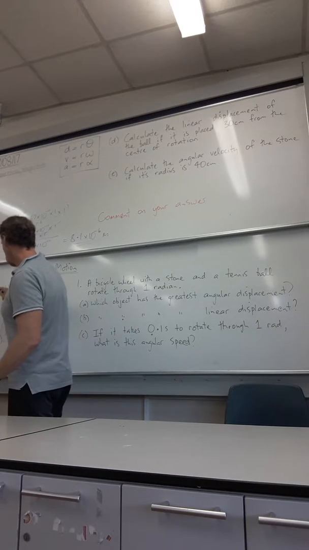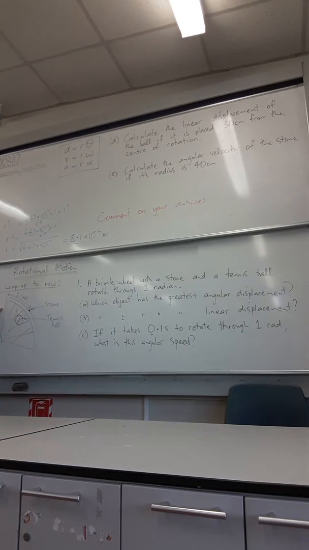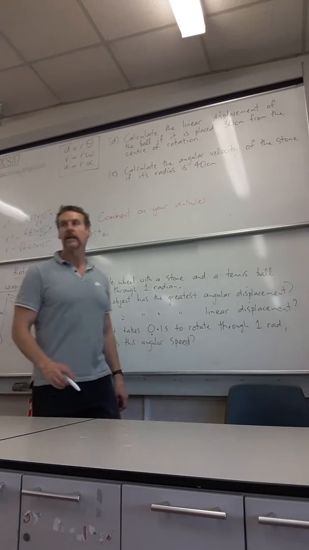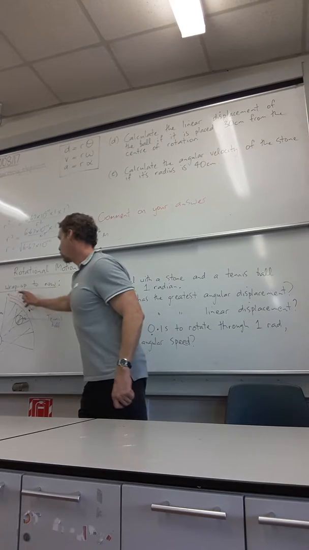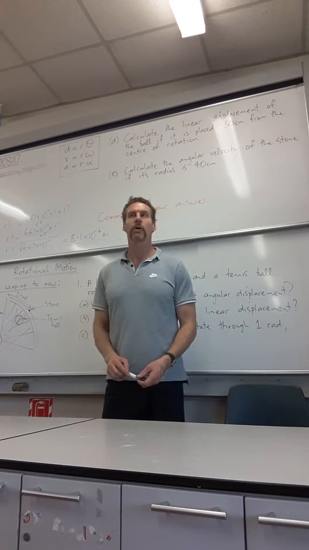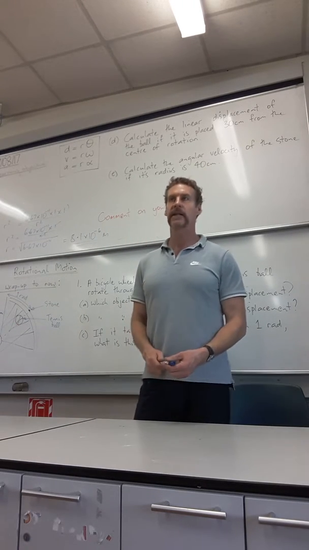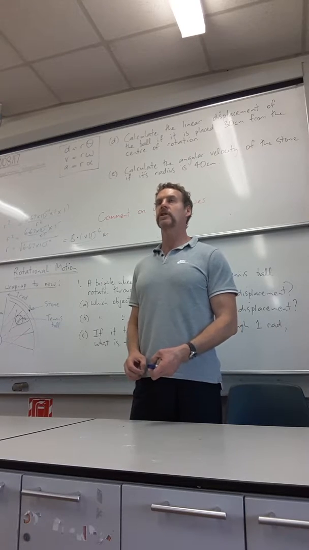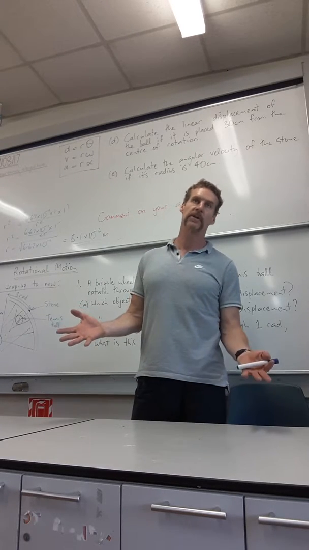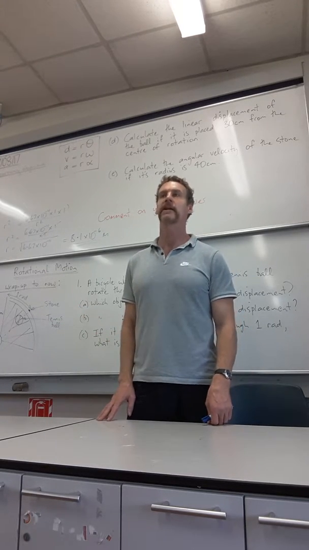Well, whatever this radius is, what did I say the radius was? I've said down here somewhere the radius is 40 centimetres, so this is 0.4 metres. If that's 0.4 metres, what's the distance around there? 0.4, the scale's not great, but it's rotated through 1 radian. Which object has got the greatest rotational displacement? What's rotational displacement? It's how many radians.